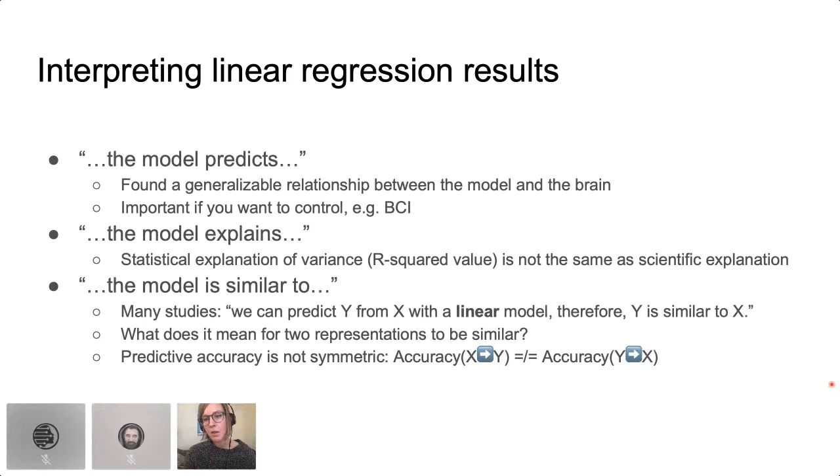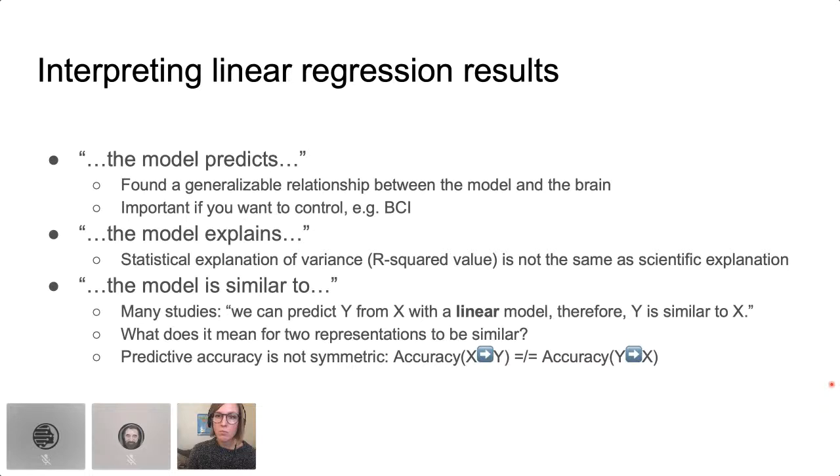But an important aspect here is that predictive accuracy is not symmetric. So just because you can predict Y from X doesn't mean that you can predict X from Y. This means that predictive accuracy, as commonly used in this literature, does not provide a distance between two representations. We can imagine ways of making it a distance. So for instance, by just taking the average of the two accuracies of Y predicting X and X predicting Y. But this is not typically done in the literature. Instead, researchers focus on predicting brain activity, not predicting the activations in the model.